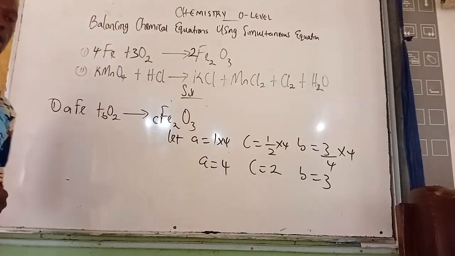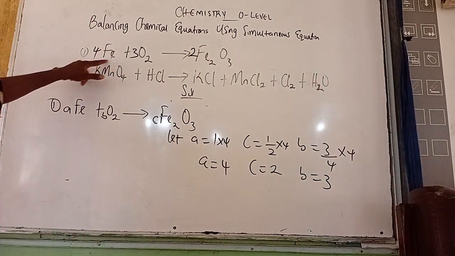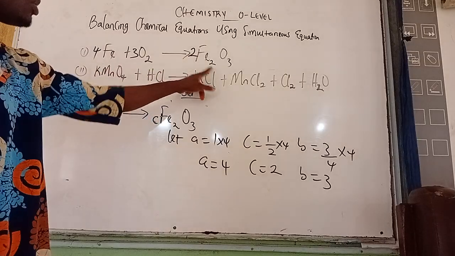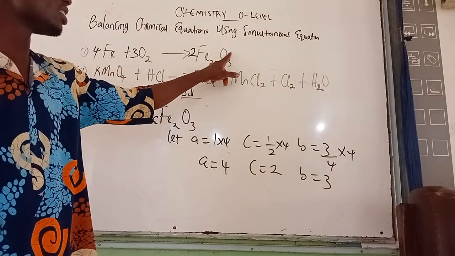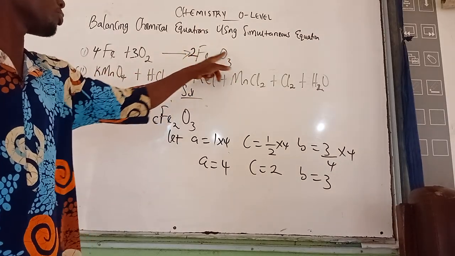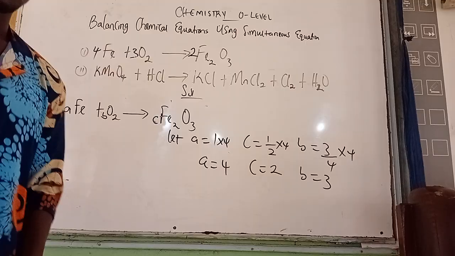As you can see, how many Fe do we have here? 4. How many do we have here? 4, 2 times 2. How many oxygen here? 6, 3 times 2. How many oxygen here? 6, 3 times 2. So it's balanced. Are we together?